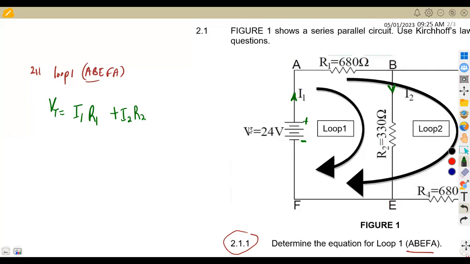So we are going to insert our values. Our V, which is the total voltage of 24, is equal to I1 times R1. We've got R1, which is 680, so that is 680 I1 plus, we are still in the same path, a positive 330. So this is 330 times current I2. This is the equation that we are going to have from this loop. All right, so we are done in this part.